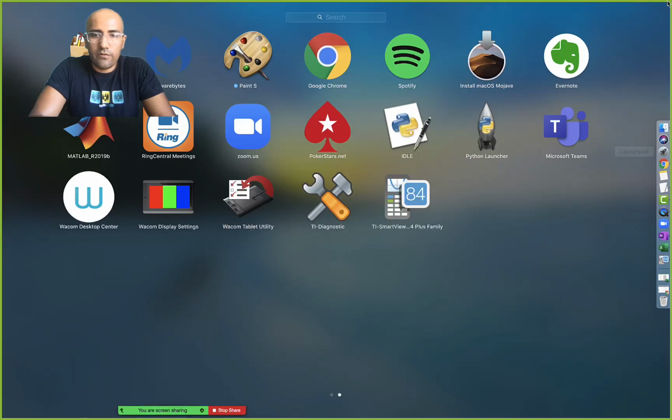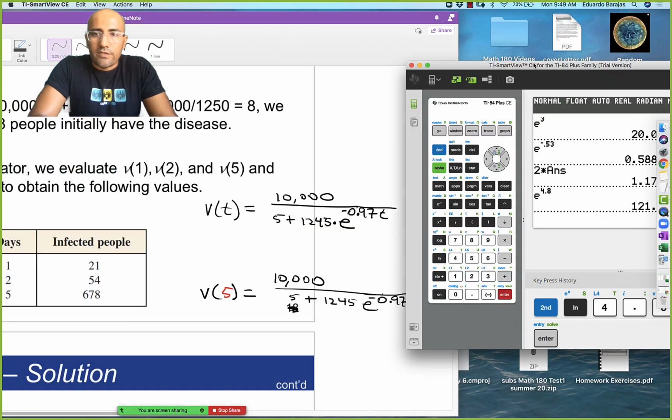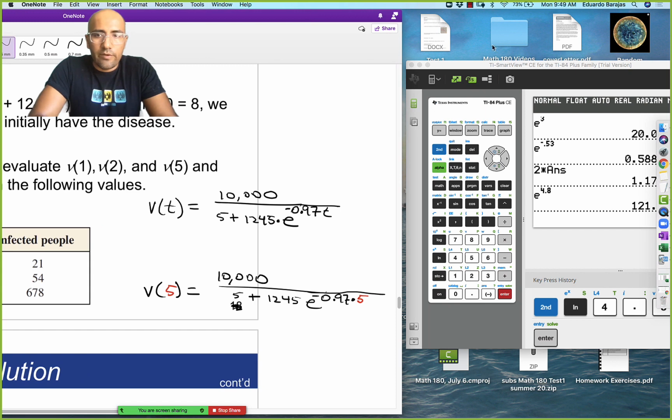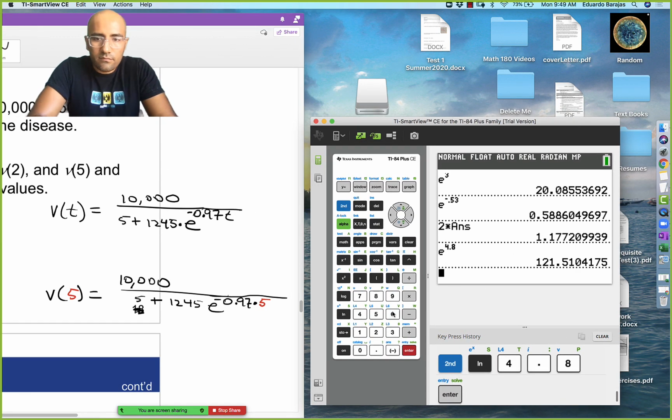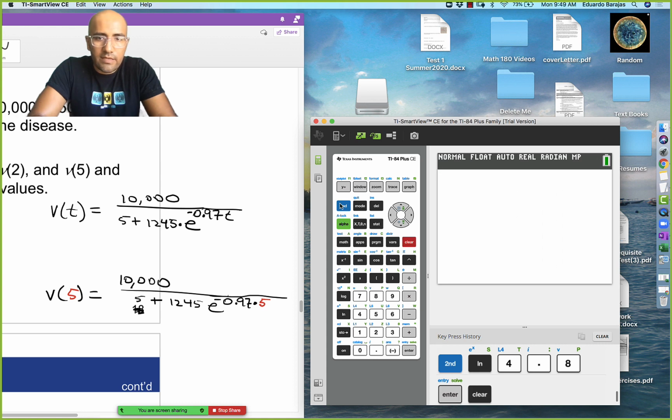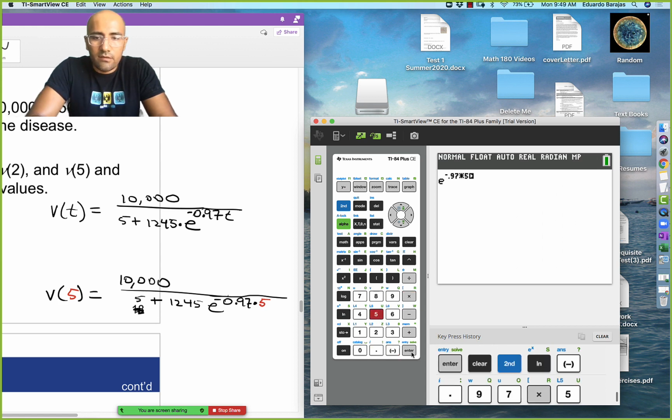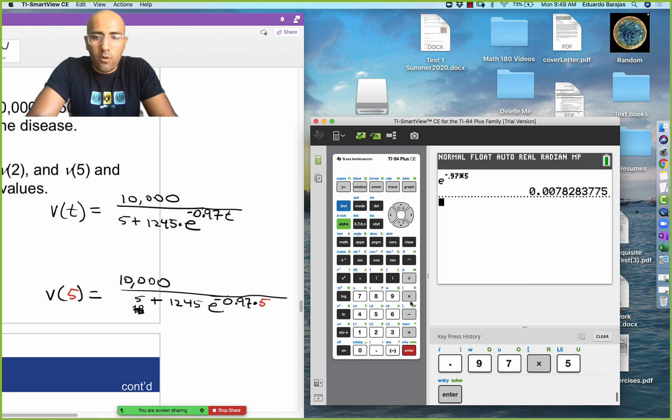All right, so let's get over here. To unravel this whole thing, I'm going to start off with the exponential part of it. So clear. I'm going to start off with e to the power of, and then this product, which will be negative 0.97 times 5. And I'll get an answer from there. And then I want to multiply that answer.